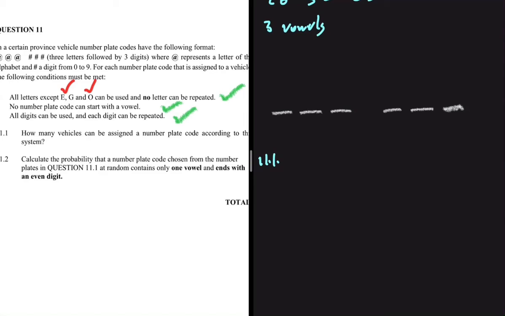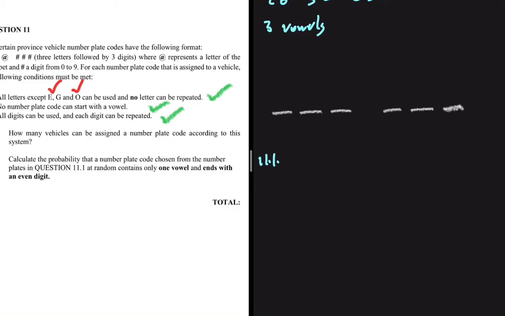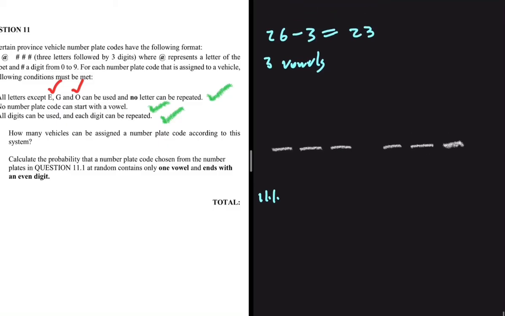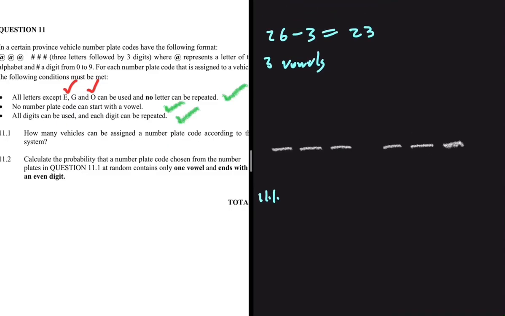So 11.1, how many vehicles can be assigned a number plate code according to this system? So in the first position, we need to respect our second condition. Our second condition is that no number plate can start with a vowel. So without the vowels in the first position, we can have 20 possible options. We are left with 23 letters, but we are not supposed to use any of the 3 vowels that are left. So we only have 20 letters that can occupy that first position.